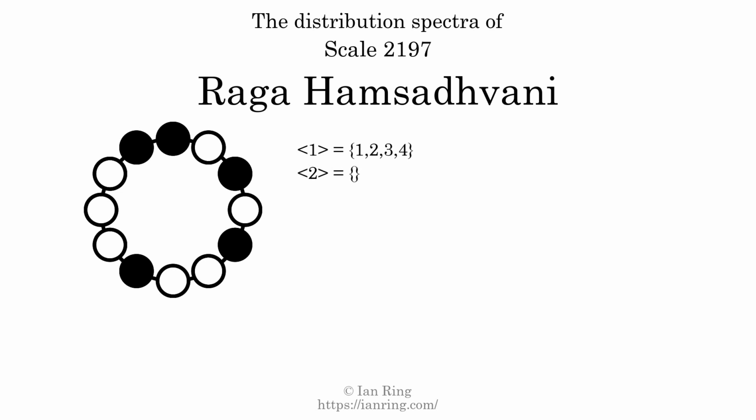The generic interval of 2 scale steps comes in 4 different specific interval sizes: 3 semitones, 4 semitones, 5 semitones, and 7 semitones. The spectrum width of this generic interval is 4. The generic interval of 3 scale steps comes in 4 different specific interval sizes: 5 semitones, 7 semitones, 8 semitones, and 9 semitones. The spectrum width of this generic interval is 4.